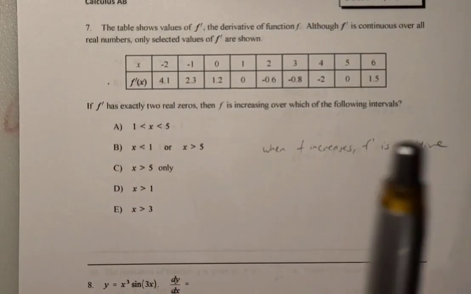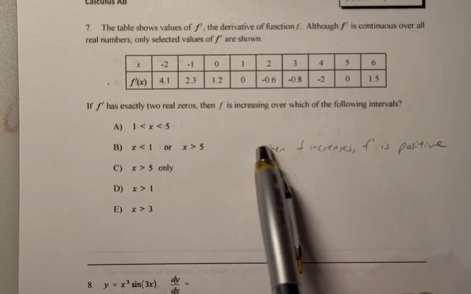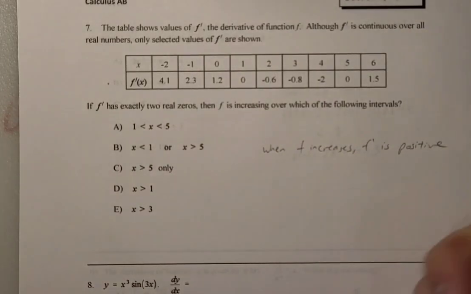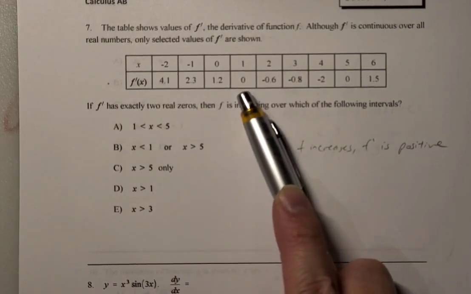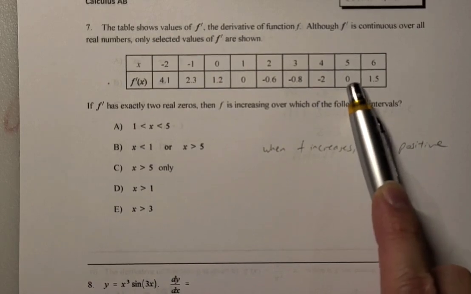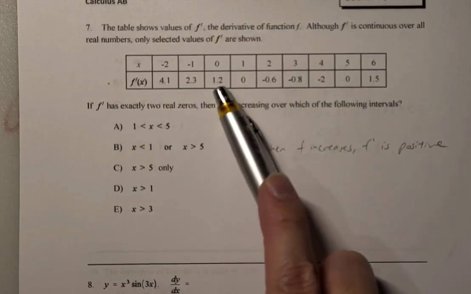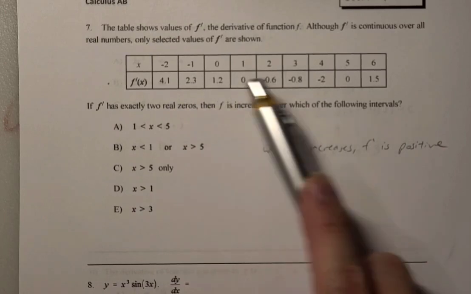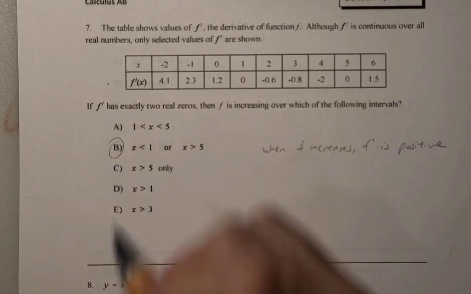So the key point here, once again, is when f increases, the derivative is positive. These are just values of derivatives. So we know that between 1 and 5, f is decreasing because the derivative is negative. Over here, the derivative is positive, so f is increasing. Over here, again, the derivative is positive, so f is increasing. So the answer is B.